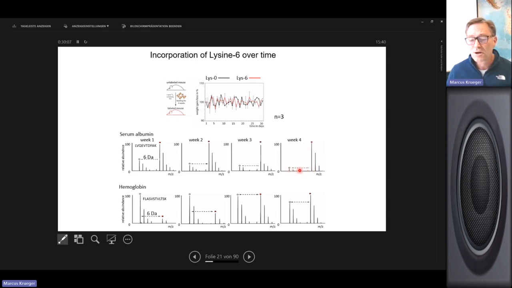Only a small proportion of the heavy albumin is left over, whereas the hemoglobin seems to be much more stable, right? It looks like that. However, the albumin comes from the liver cells, right? It is synthesized there. The hemoglobin is in the erythrocytes, right? So meaning we have just the half-life of the erythrocyte, what we see here for the hemoglobin.